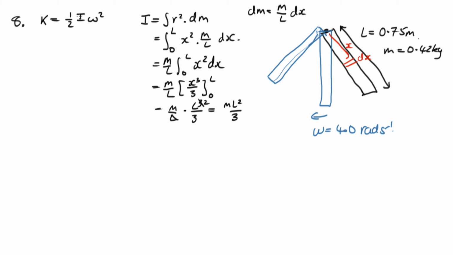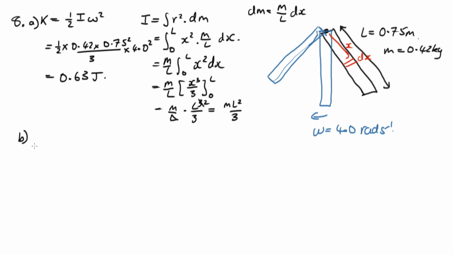So we've got I here. We're told omega in the question, and so we can just substitute in now. So this is equal to a half times m, which is 0.42, times L squared, which is 0.75 squared, over 3, times omega squared, which is 4 squared. So solving this on the calculator, we end up with 0.63 joules. So that's the answer to part A.